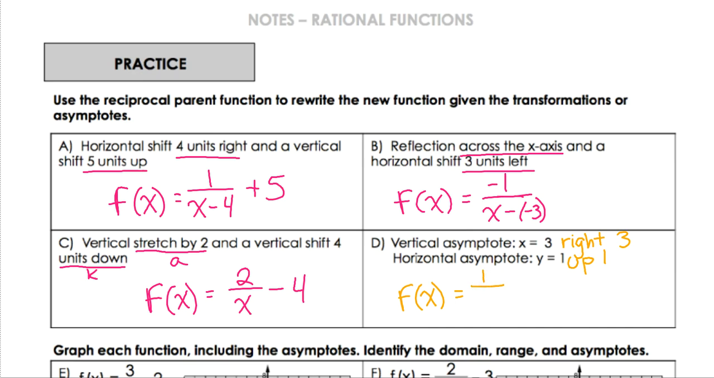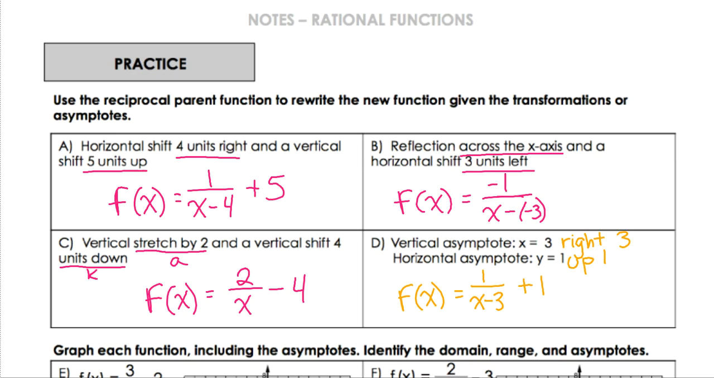They didn't tell me anything about a stretch or a compression or a reflection, so it would just be a 1. To go right 3, I would subtract positive 3 in the denominator. And then my horizontal asymptote shifted up 1, so that would be a positive 1. Okay, so that's some practice on writing the functions just given the transformations in writing.